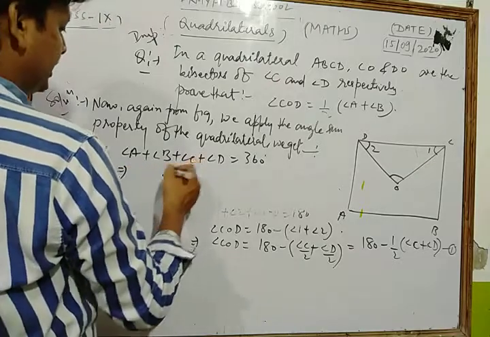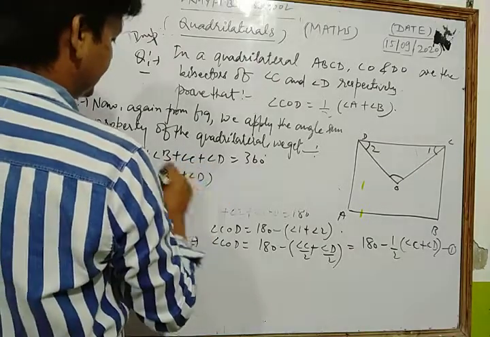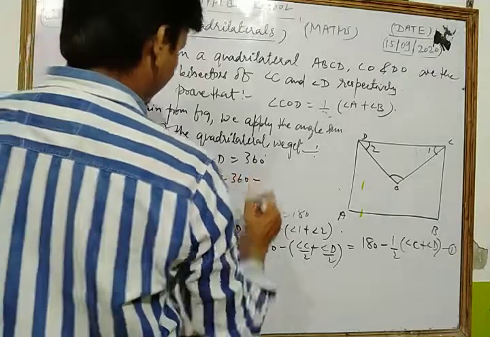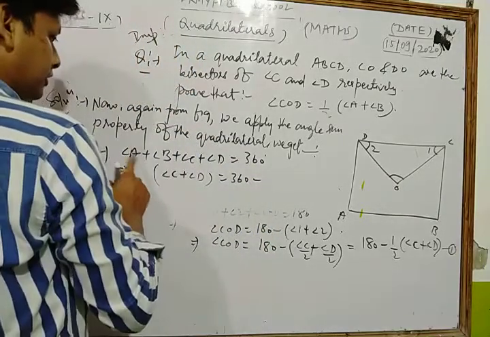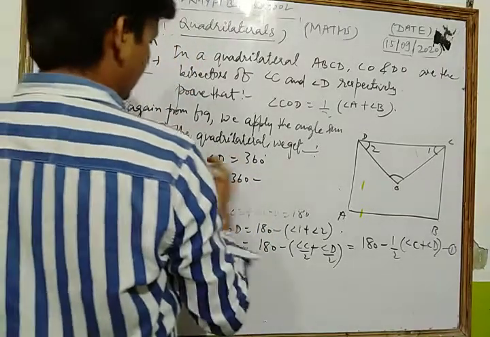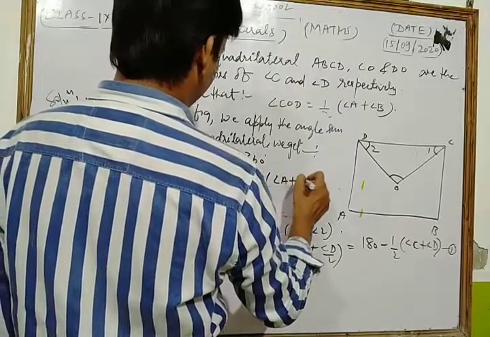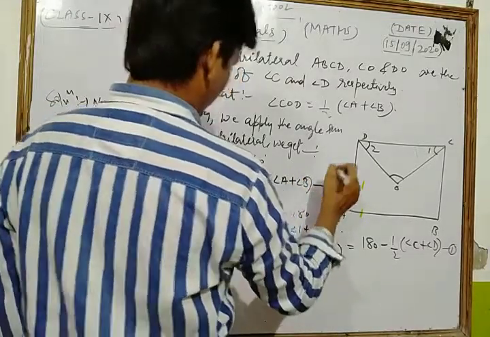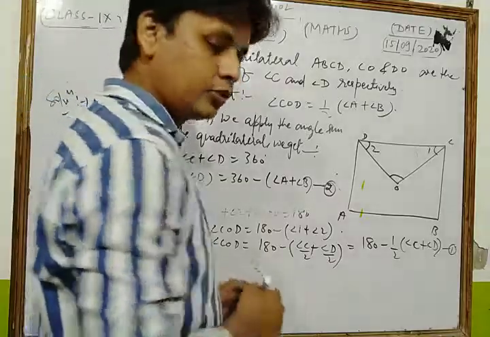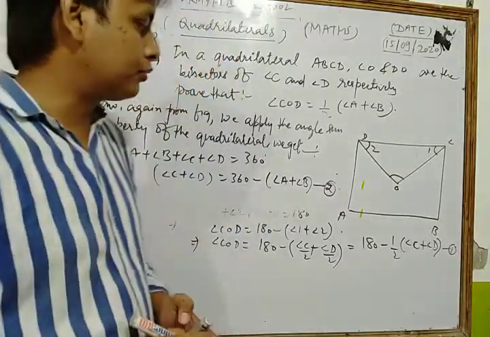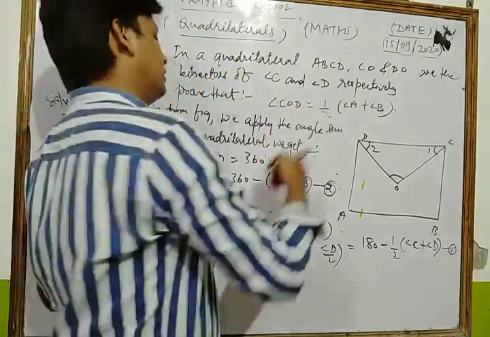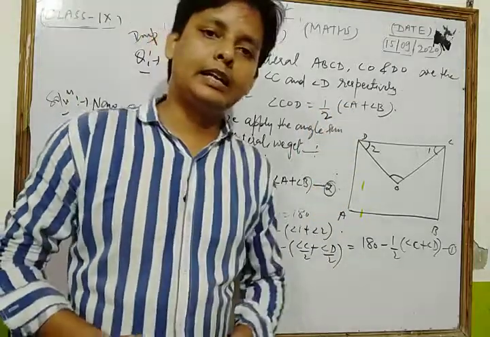Now let's see. We can write angle C plus angle D is 360 minus angle A plus angle B. Take this as equation number 2. Now what do I do, dear students? We have to show that angle COD is equal to half of angle A plus angle B.